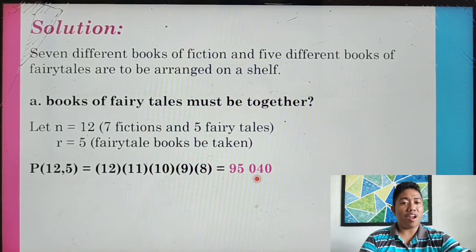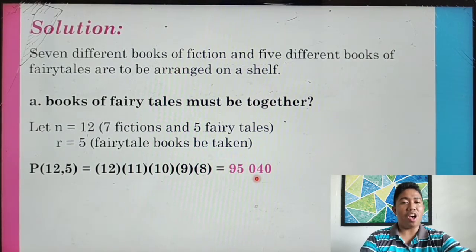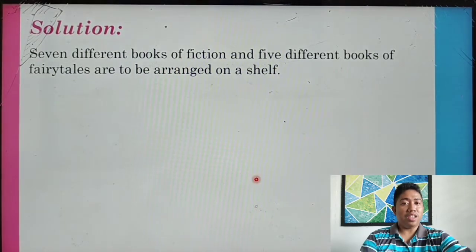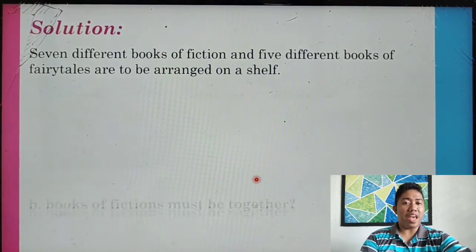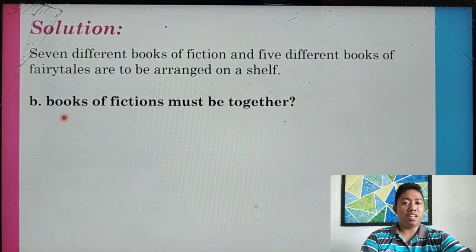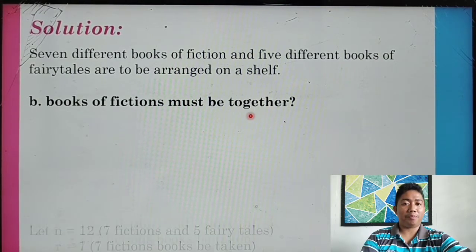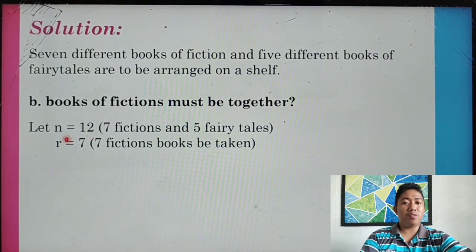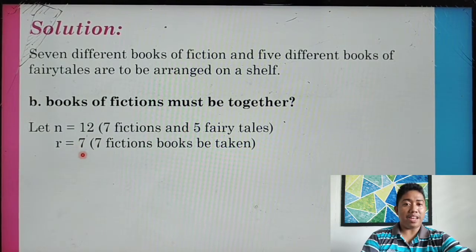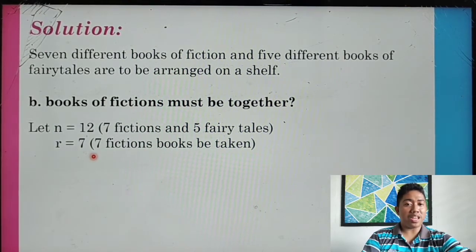So these are the number of arrangements if the books of fairy tales must be together. So out of 12 books in all, we choose 5 fairy tales. Okay? So in the same problem, how about letter B? The books of fiction must be together. In the same manner, we know that there are only 12 books in all, 7 plus 5. And of course, we need to take 7 fiction books among these 12 books. So r is equal to 7.